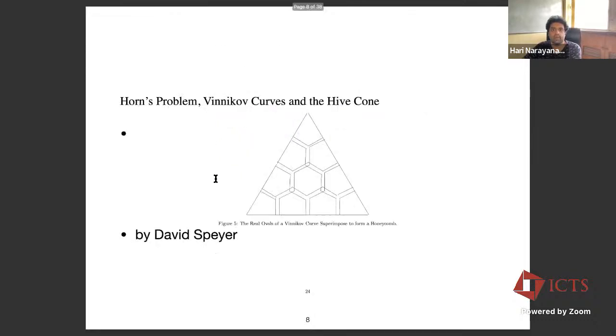interest in this conference. And there's also a paper by David Speyer called Horn's problem, Unicurve curve in the Hive cone, where he actually derives the existence of honeycombs by taking so-called Unicurve curves, which are the zero sets of polynomials of the form determinant of x capital X plus little y capital Y plus little z capital Z equal to 0. So you get certain plane curves, and then there's some kind of tropicalization process which gives rise to honeycombs. So these are somehow the real ovals of a Unicurve curve superposed to form a honeycomb. So this is another connection.